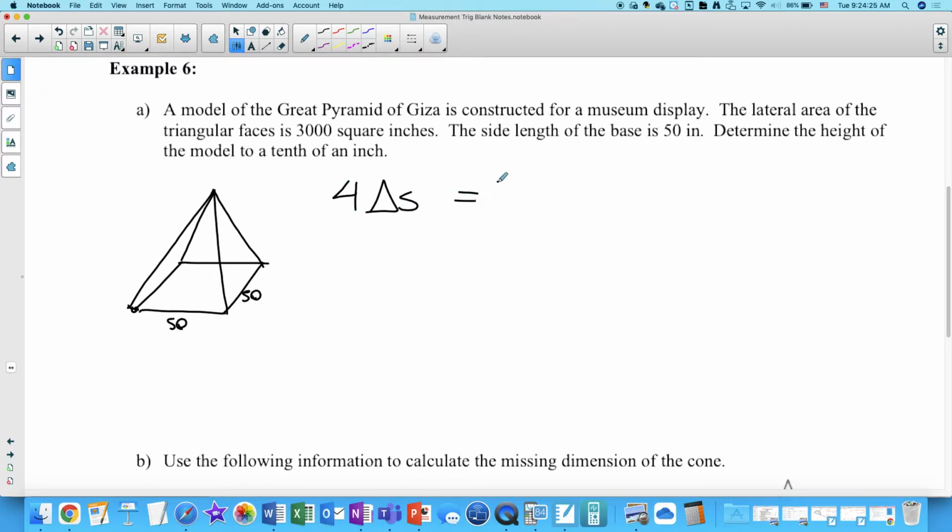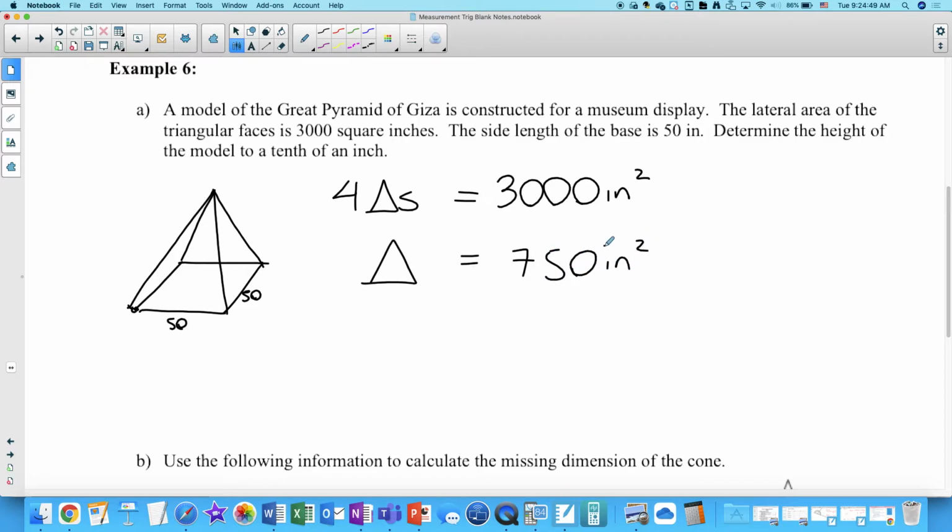Okay. Could we figure out the area of 1 triangle? What do we need to do? Divide by 4. So if we divide this by 4, I think that's 750 square inches. Okay, do we have a formula for the area of a triangle? Yes, it's base times height divided by 2.